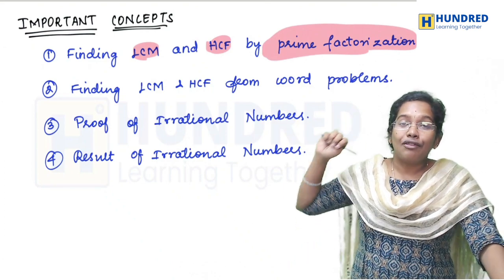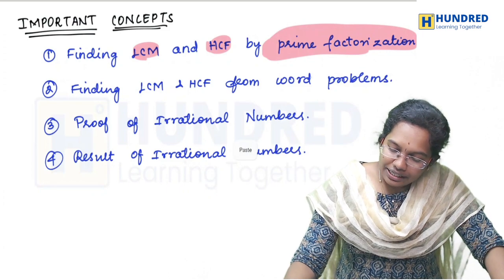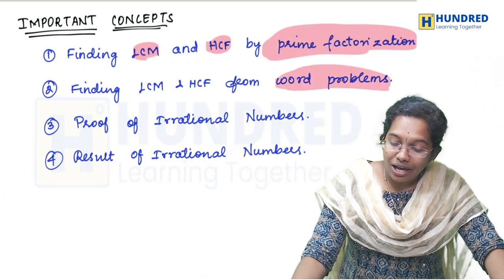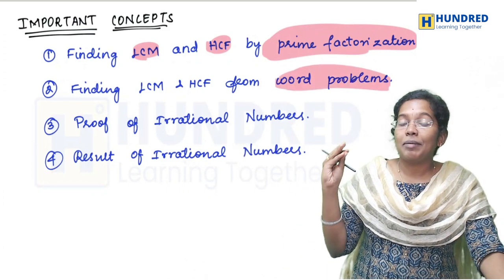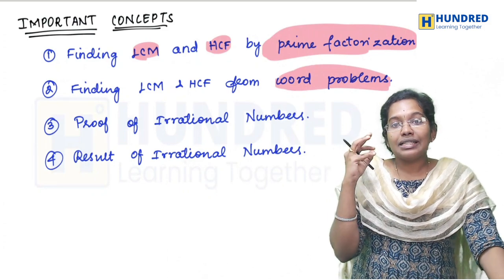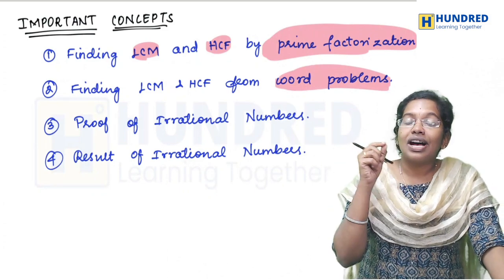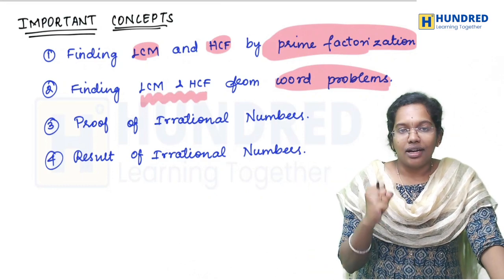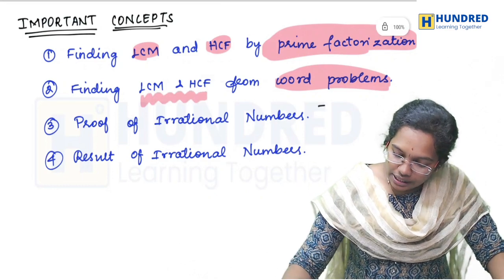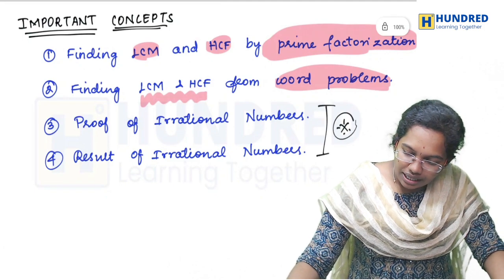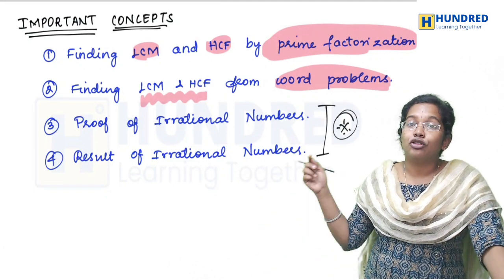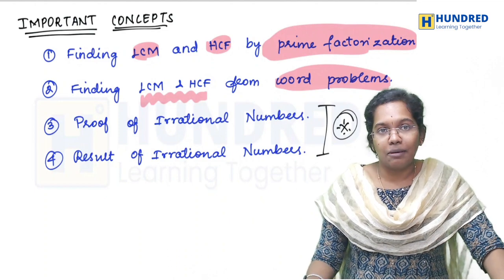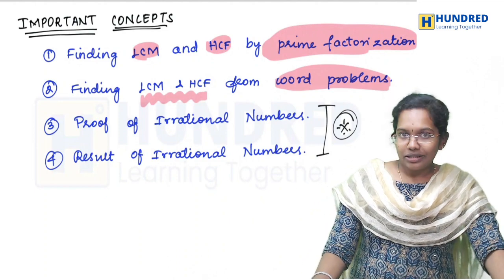And also, they will be giving you word problems and you have to first analyze the word problem and get what is being asked in the question, whether they have asked you LCM or HCF. You have to find out the answer for it. Then the most important concept here lies in the irrational numbers. You have to prove the irrationality of the numbers, which is the most important concept of this chapter.